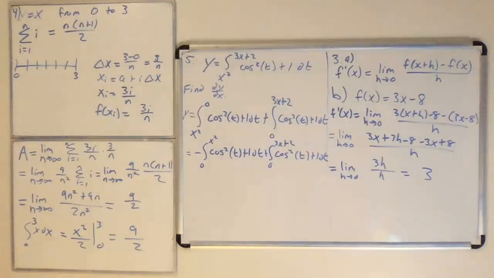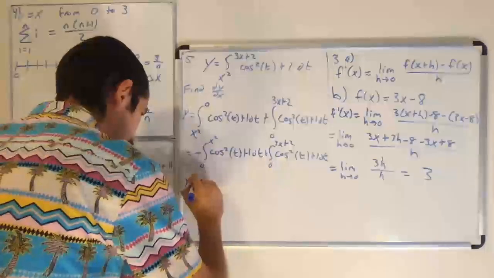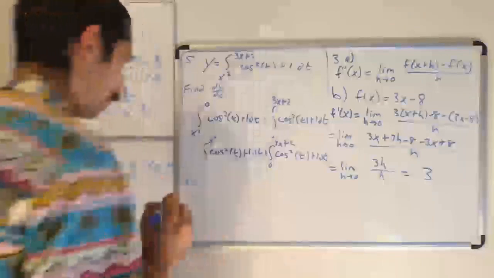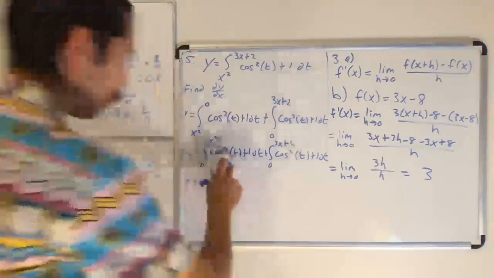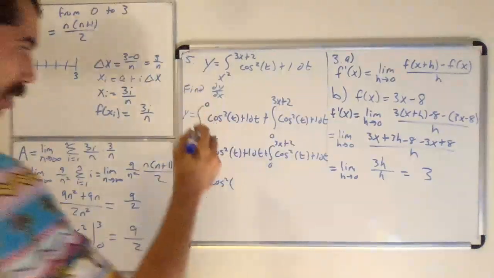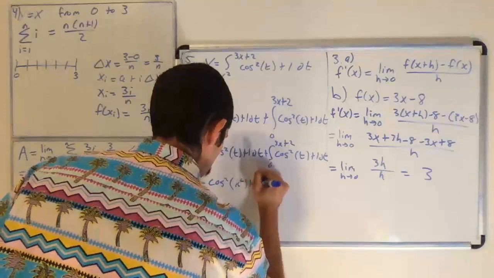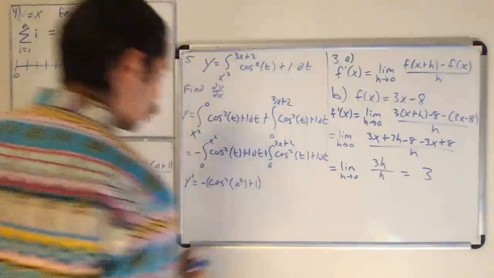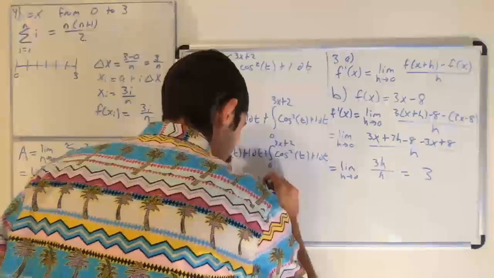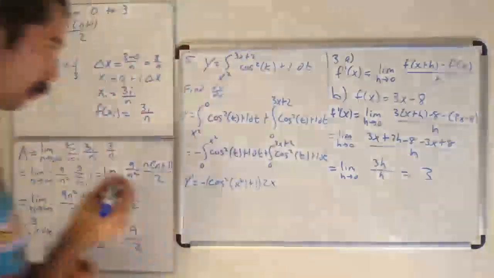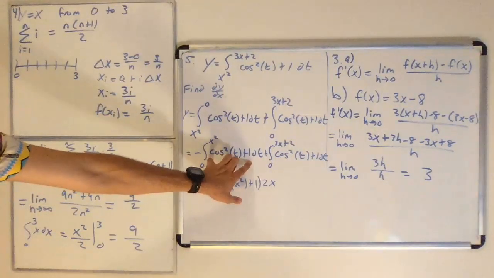Okay, now we're ready to take the derivative of each of these. So y prime is equal to negative cosine squared. We replace every t with x squared. And then we multiply by the derivative of the function here. So times 2x. That's the chain rule. And then, so that's the derivative of this first part.